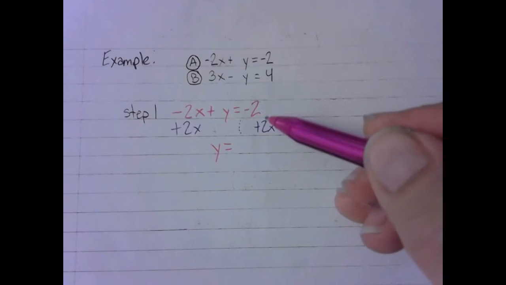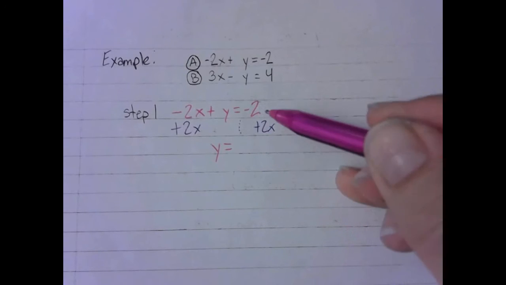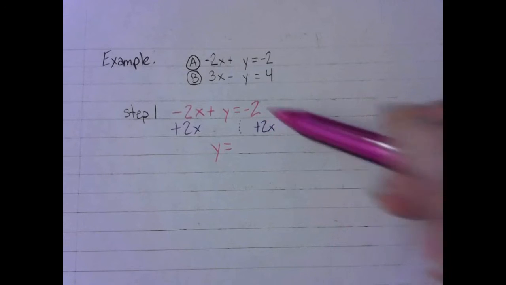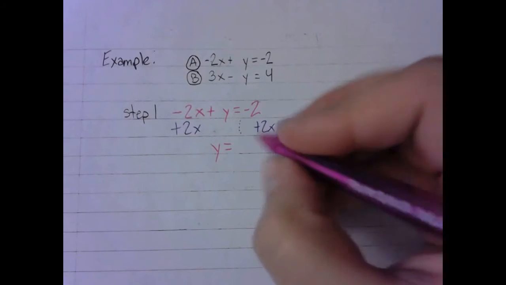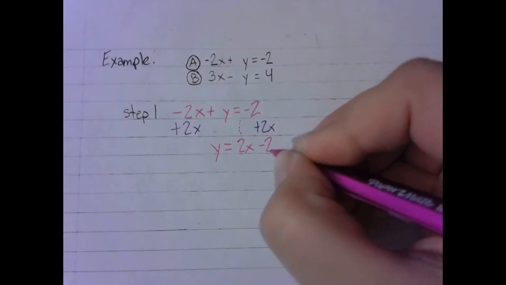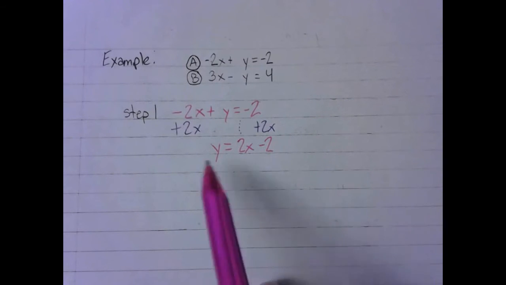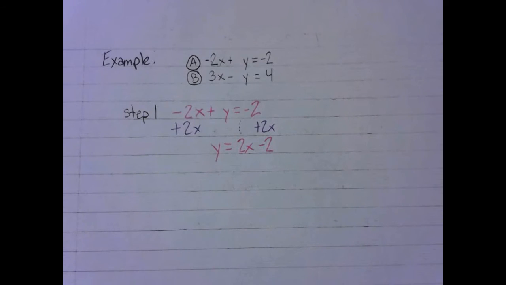Now be careful. Remember, this one has an x. That negative 2 does not. Do not combine them, please. So we just end up on the right with 2x minus 2. Fabulous. That's step one. We solved for a variable. We just have y equals. Okay, now we want to go into step 2.